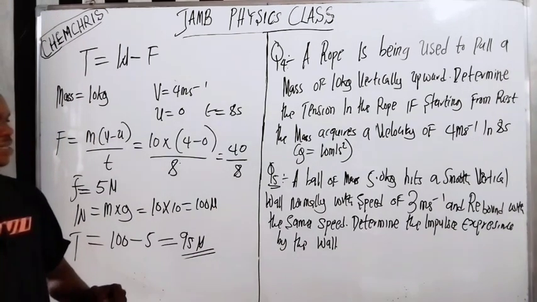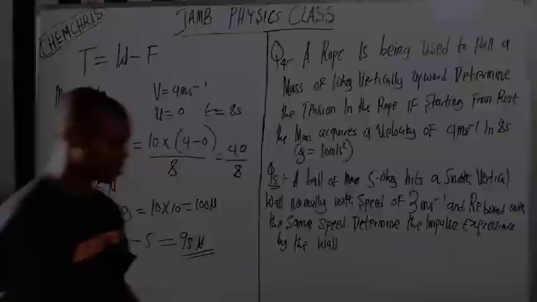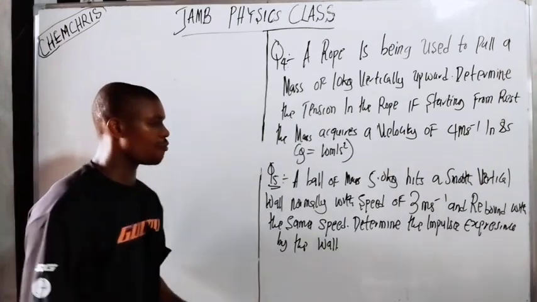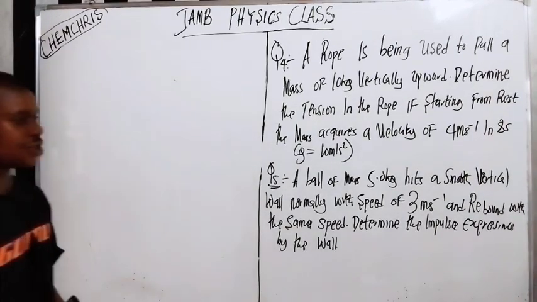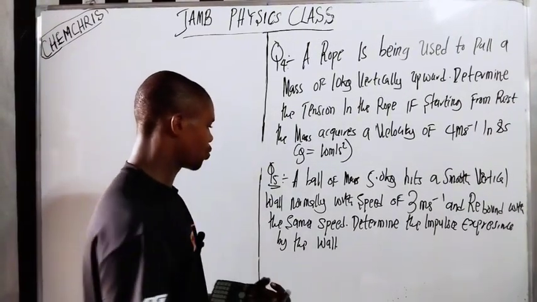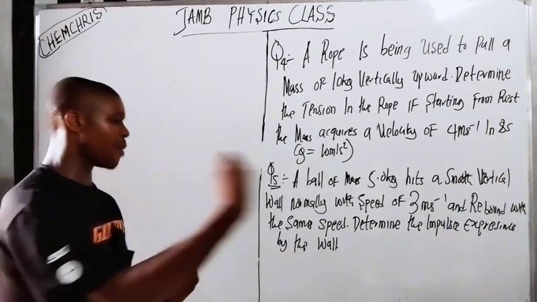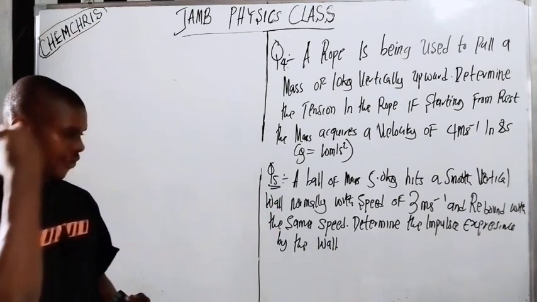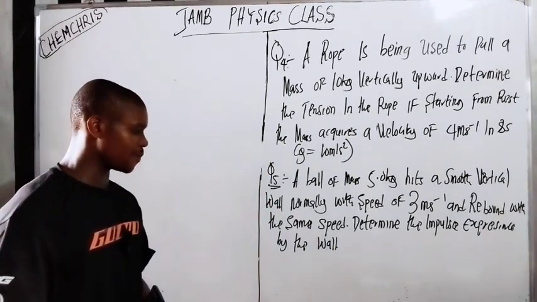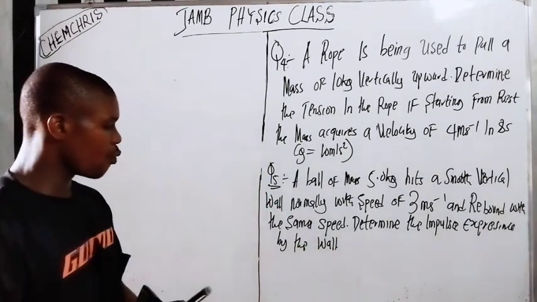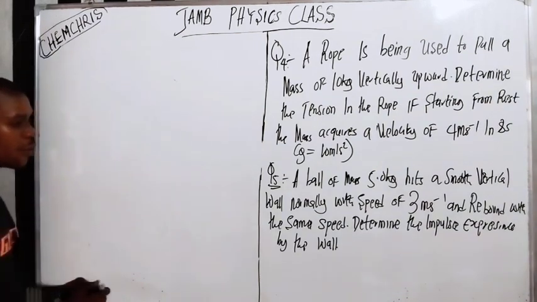So let's look at the last question before we end this class. A ball of mass 5 kg hits a smooth vertical wall normally with a speed of 3 meters per second and rebounds with the same speed. Determine the impulse experienced by the wall.